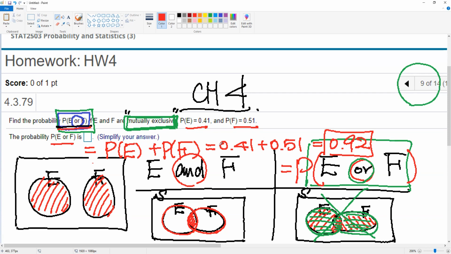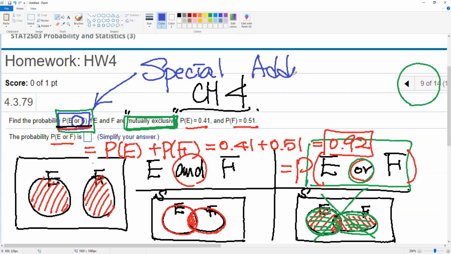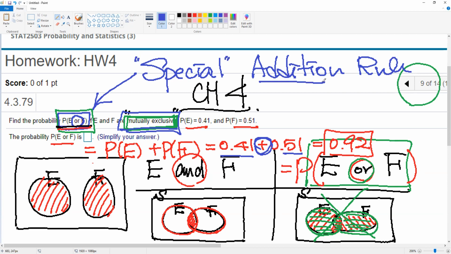The textbook names this one the special addition rule. It is a special case, and we added the two probabilities. So the name is the special addition rule when they are mutually exclusive. But now, let me go to number 11.